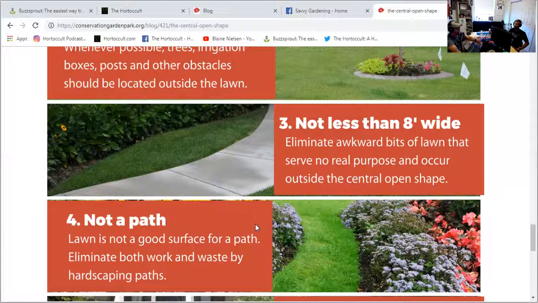But yes, putting it in here, it would help eliminate the need for watering. And that's the whole point of this, is how to reduce the water use and still make it look aesthetically pleasing. Yeah. Okay.